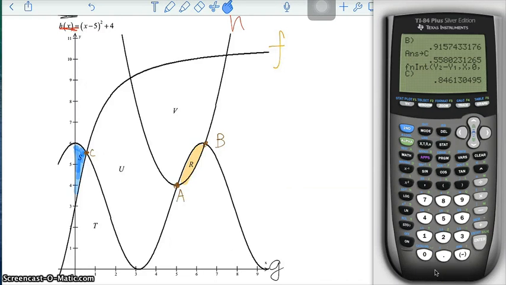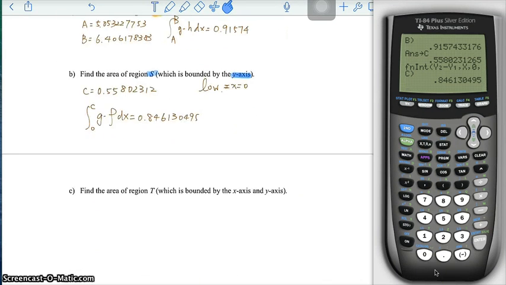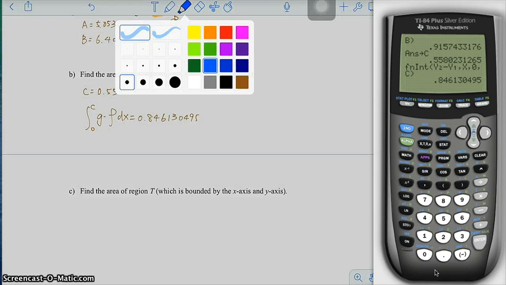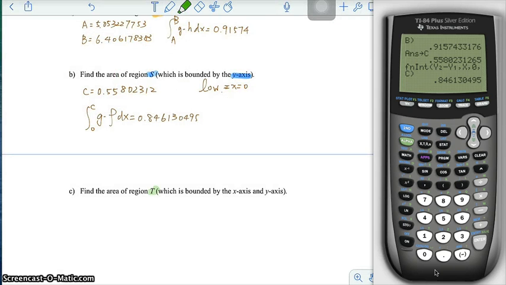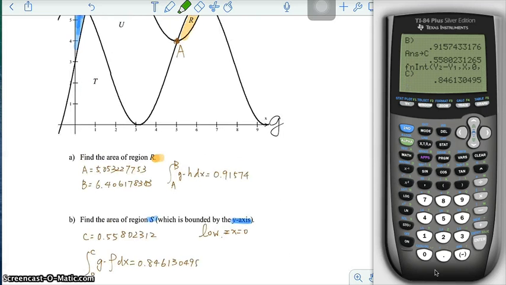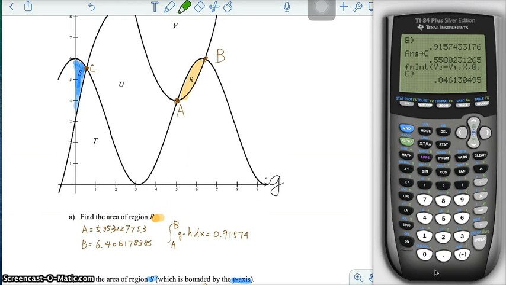Okay, we're back, and now we're going to look for region T. Region T. Let me change the color right here. I don't know, green sounds good. Okay, let's go ahead and look. Region T is this whole thing.